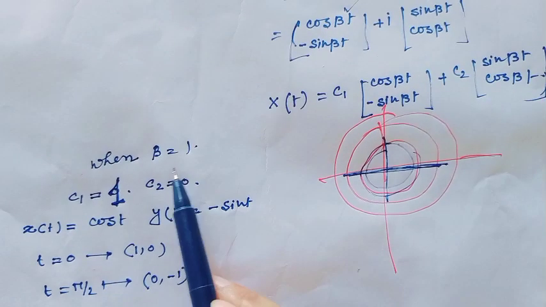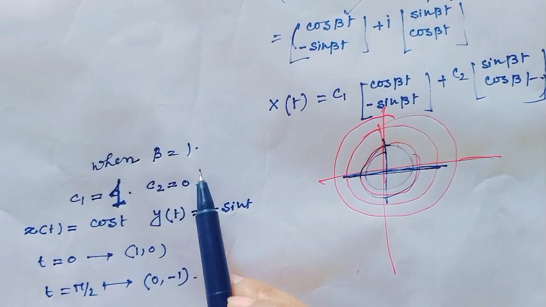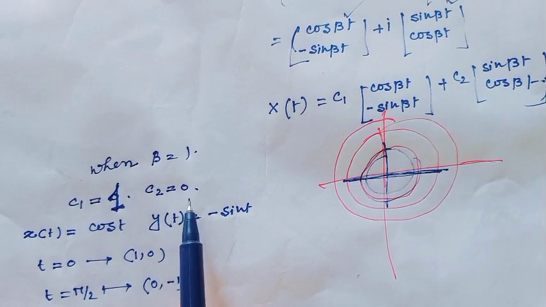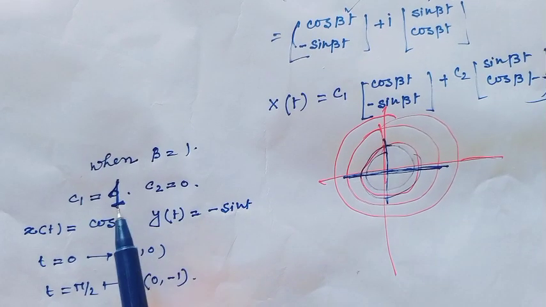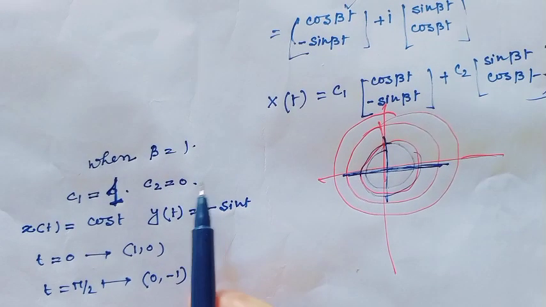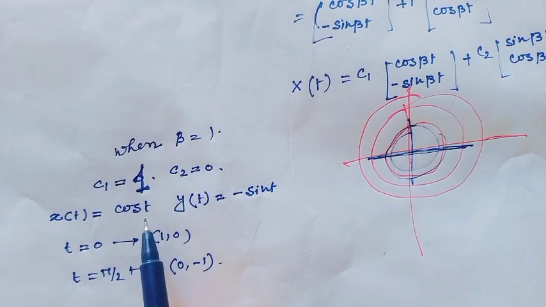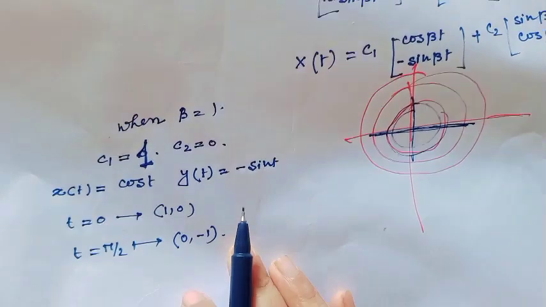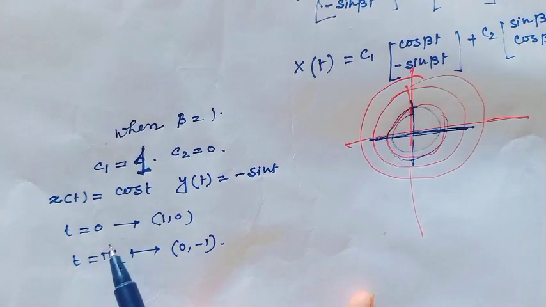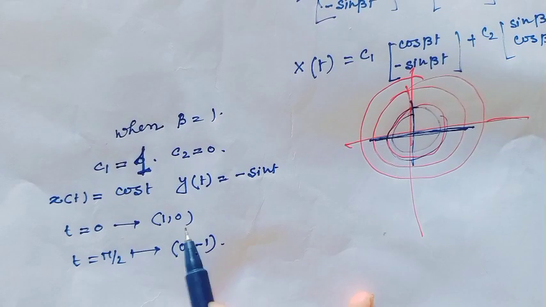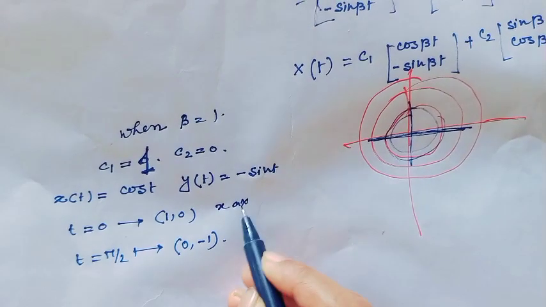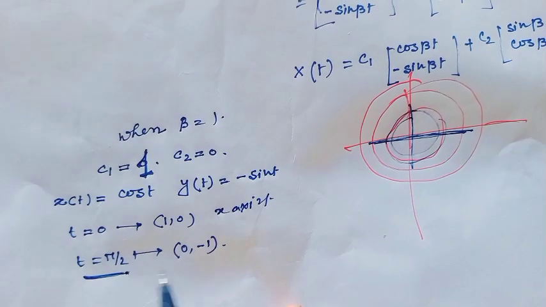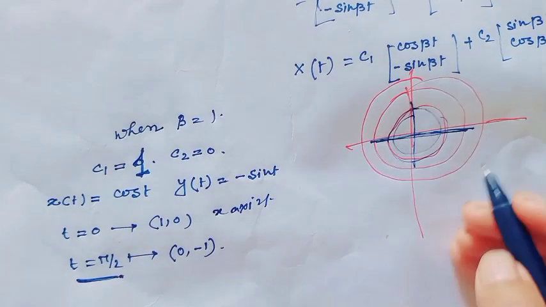For this, consider beta equal to 1. When beta equal to 1, for easy calculation, consider c1 equal to 1 and c2 equal to 0. Then x(t) equal to cos t and y(t) equal to minus sin t. At the point t equal to 0, this goes to (1, 0), which is actually on the x-axis. And if we consider t equal to pi by 2, then this goes to (0, minus 1).